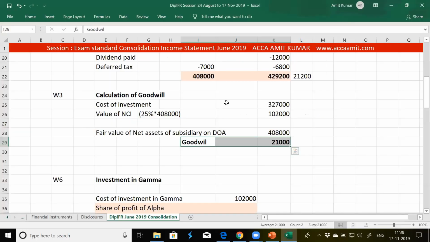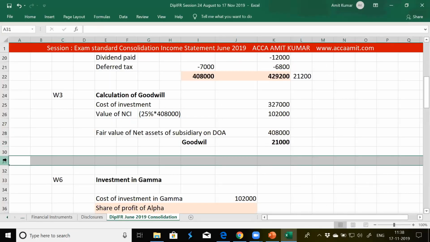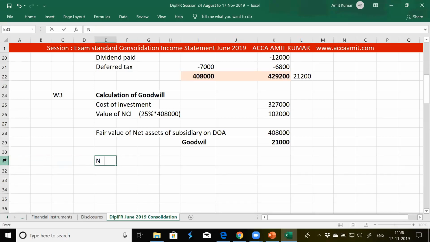So what is the value of beta? Net assets of beta on 31st March 2007. We just calculated, they are 429,200. We add goodwill to it. Now this is goodwill belonging to parent only, parent's goodwill. We need to know the total goodwill. So we gross up the goodwill.